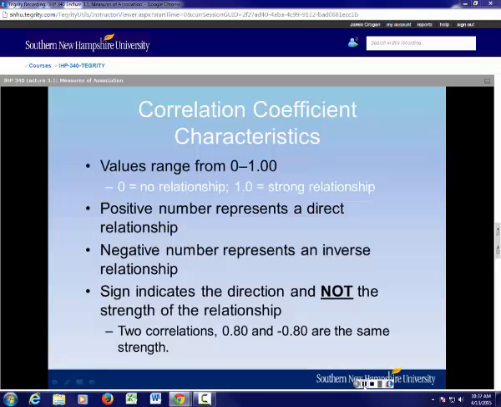And so when you look at a correlation coefficient and you're trying to determine the strength of that relationship, you need to ignore the positive or negative sign. So if you have two correlations, one is 0.8 and the other is negative 0.8, just ignore the sign, put your finger right over that negative sign and just look at the actual value of the correlation to determine strength. The only thing the negative sign tells you is that it is an inverse relationship.